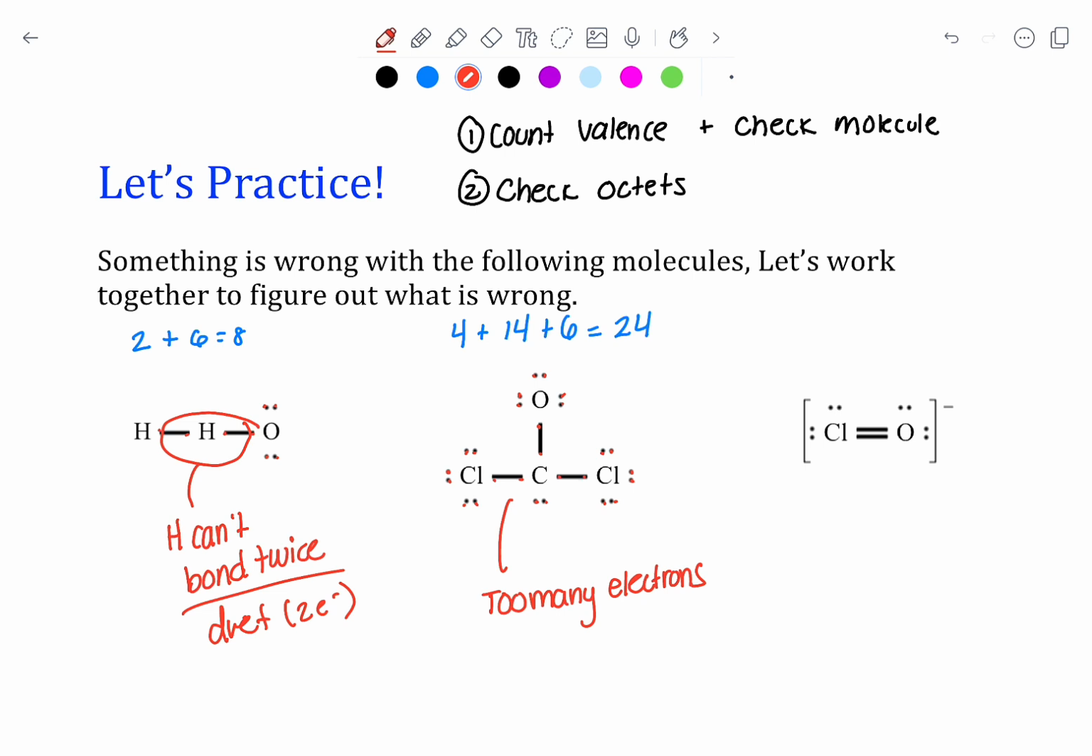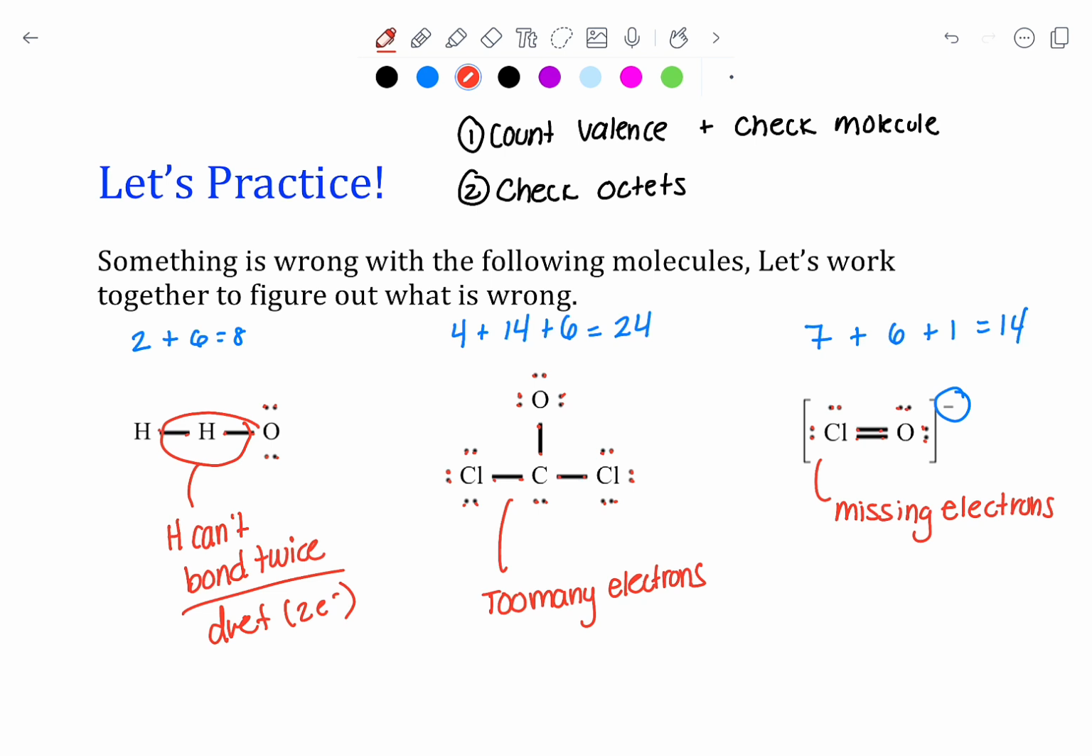And finally, in our last structure, we have Cl, which has 7, plus 6 from the oxygen, but there's a minus charge, so we have to account for 1 extra electron. So I should have 14 electrons in this structure. Right now I have 12. So I'm missing electrons. I have too few electrons, not enough electrons in my structure.